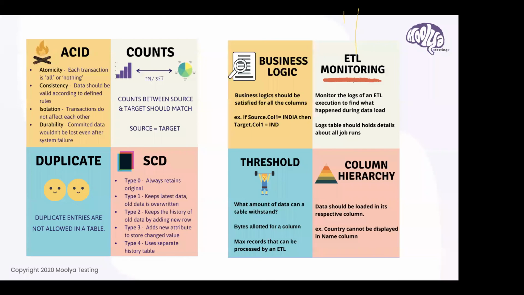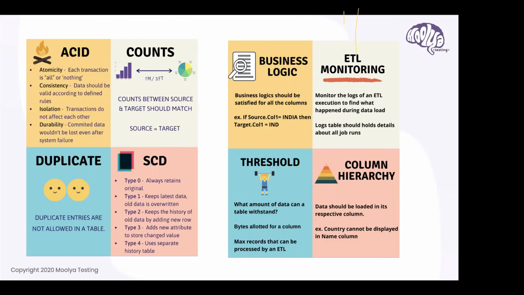So you should monitor those things also in the database testing. Okay. And next is threshold test. It's about what amount of data a table can withstand, like bytes allotted for a column, and the maximum records that can be processed by an ETL. For example, only 5 million records can be processed by an ETL, but your source will have 7 million records. At that time, your ETL will fail, right? So we have to test those thresholds, how much data your ETL can process. Okay, that is about threshold.